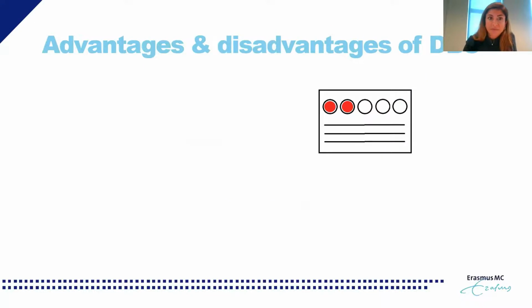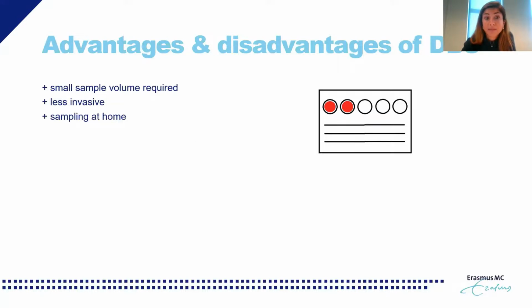So now we have some experience with the DBS method. That's why I would like to share the advantages and disadvantages of the sampling method. One of the advantages is that small sample volumes are required. It's also less painful and less invasive for the patient. The patient can perform their blood sampling at home, which also results in fewer hospital visits.